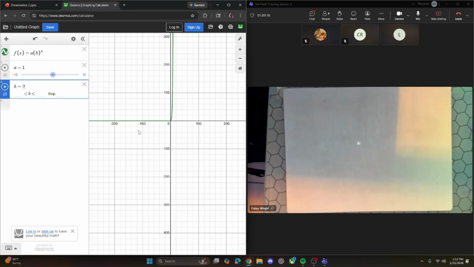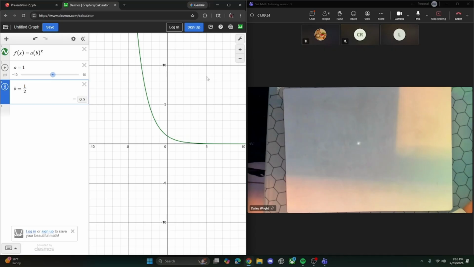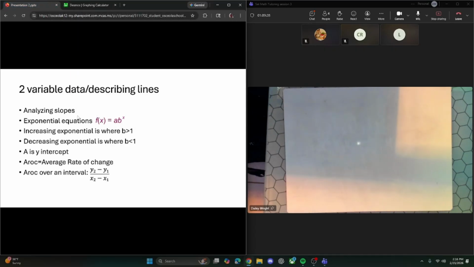It is an increasing exponential growth here. When b is less than 1, say b is 1/2, you can see that this function decays. This function's getting smaller. So it's increasing when b is greater than 1, and it is decreasing when it is less than 1.